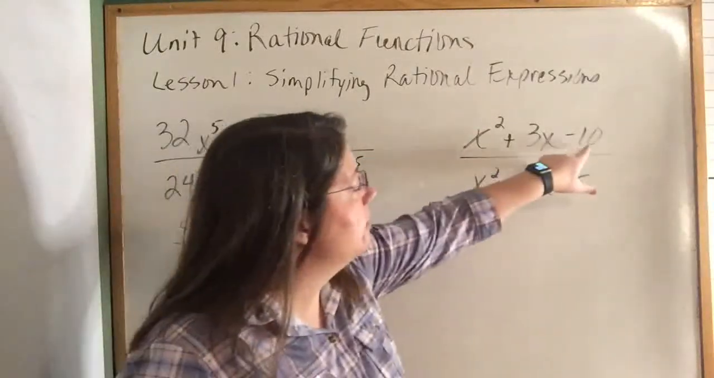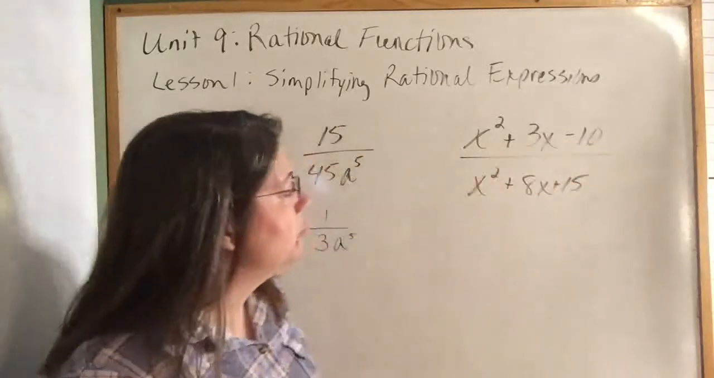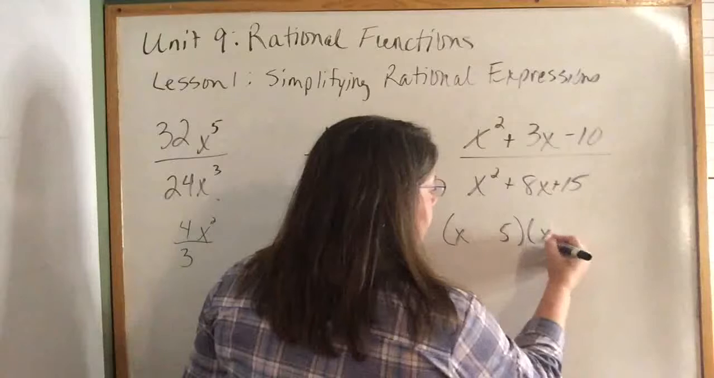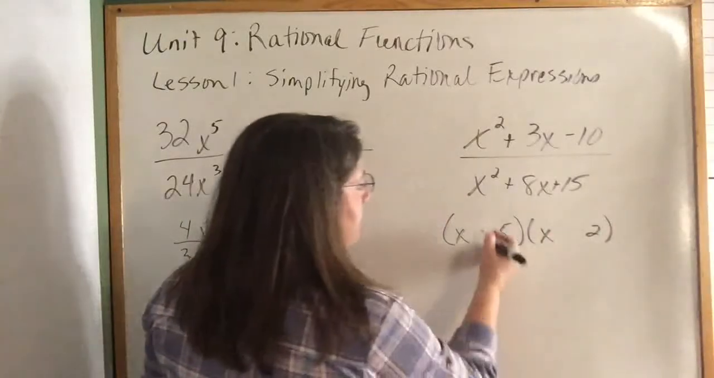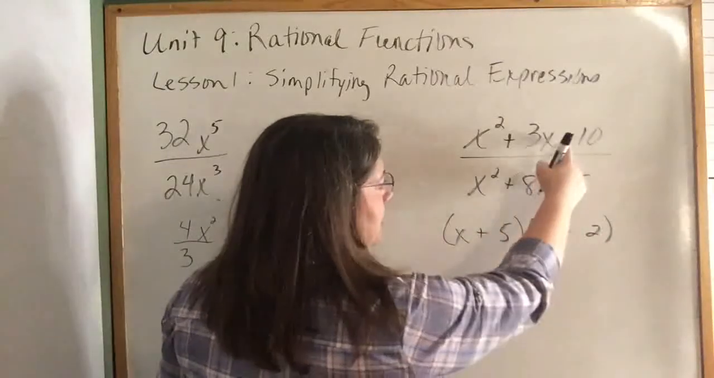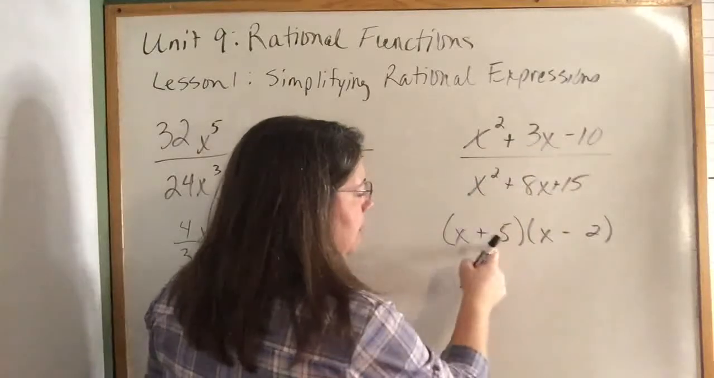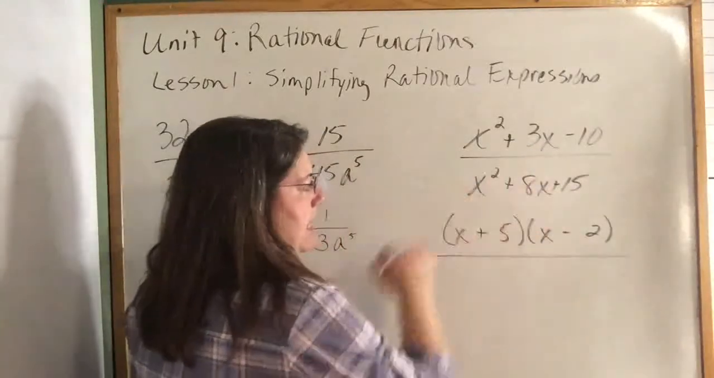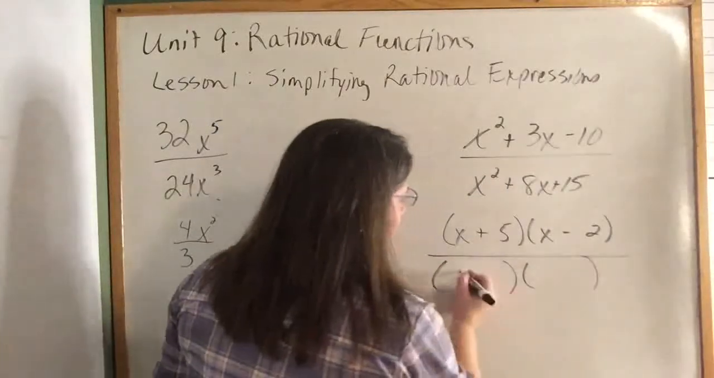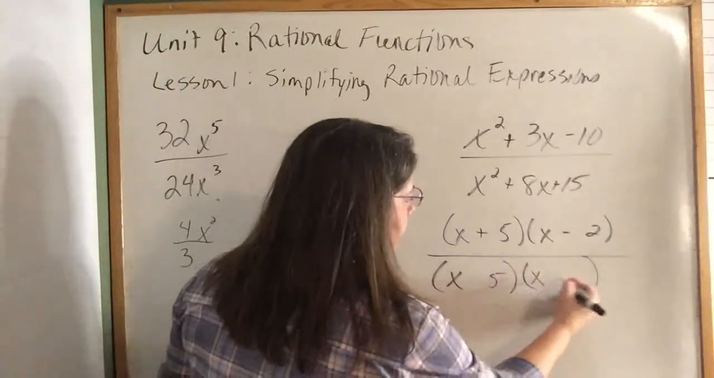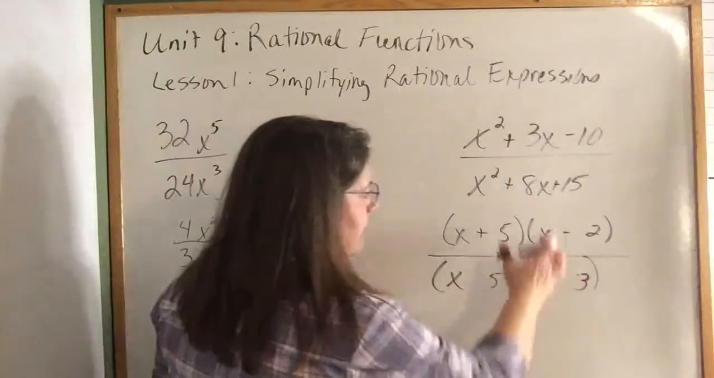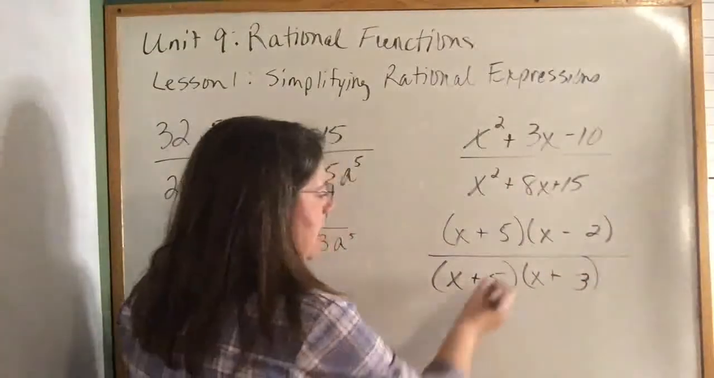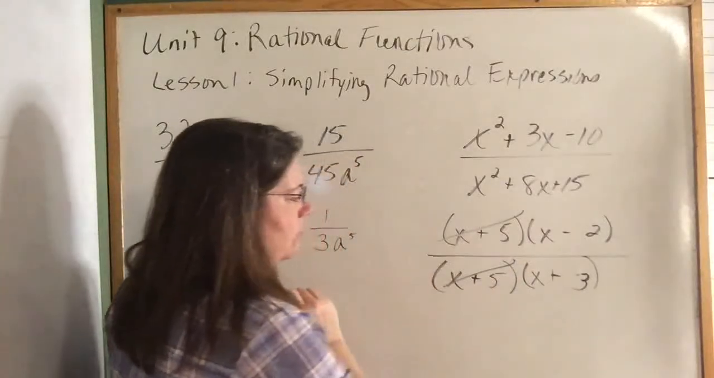So we're going to look at this. Are there factors of 10 that subtract to get me 3? Yes, that would be 5 and 2. And we need a plus 5 and a minus 2. That tells me the signs are different. The plus goes with the big number, the 5. And then on the bottom, are there factors of 15 that add to give you 8? That would be 5 and 3. And the plus tells me they're the same sign as what the middle sign is, so they're both pluses. And so the x plus 5 cancels.